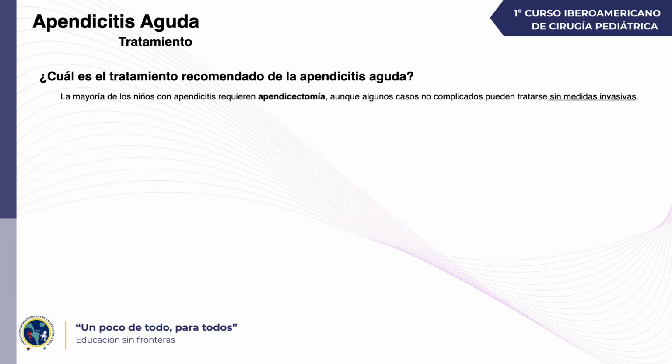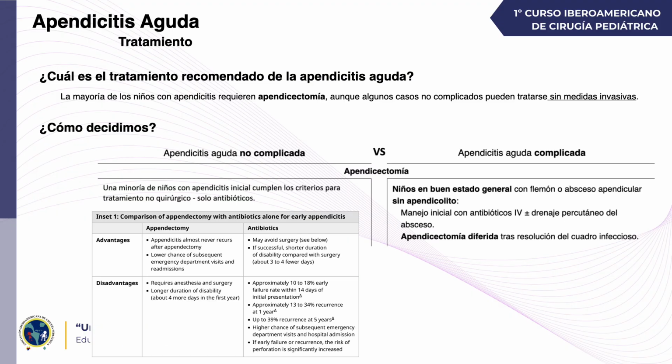The majority of children with appendicitis require appendectomy, but in some uncomplicated cases, non-surgical treatment with antibiotics can also be considered. How do we decide which path to take? It will always rely on whether it's an uncomplicated or a complicated appendicitis. In both, one of the pillars of our treatment is appendectomy. It will always be an option no matter what stage of treatment we are in.